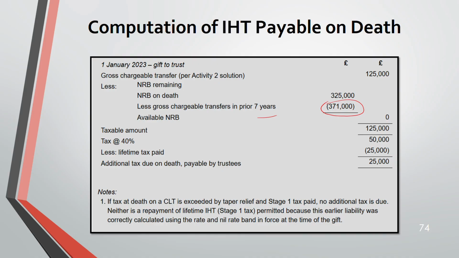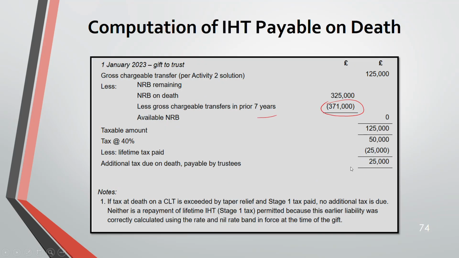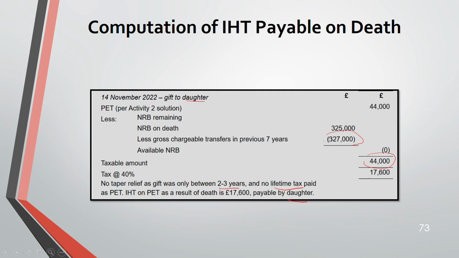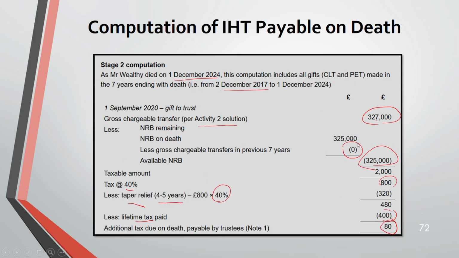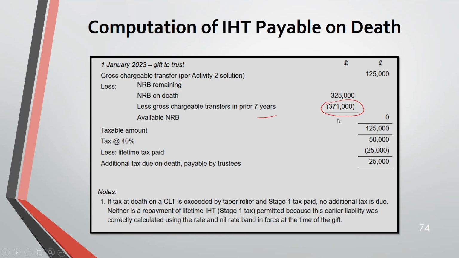How? So if you go back, already 325 you have utilized before. Okay, and then with that you're adding the balance here. So from the first gift and the second gift, whatever nil rate band you are utilizing, you are bringing it forward. That's how it is 371.